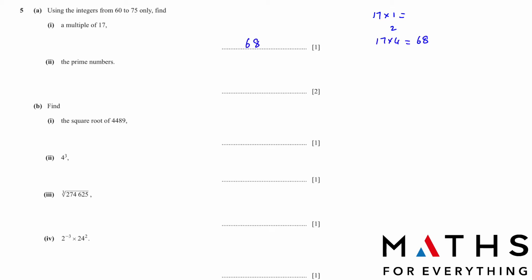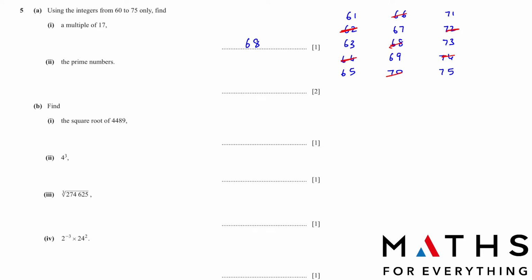And then for A2, we need to write down the prime numbers. Either you know it, or if you don't, write down all the numbers, 61, 62. Prime numbers are those numbers that are only divisible by 1 or itself. So all even numbers are not prime numbers except 2. So we cancel out all our even numbers. So these cannot be prime numbers.